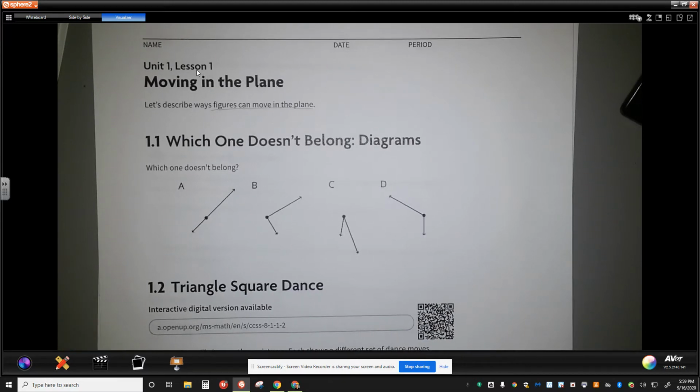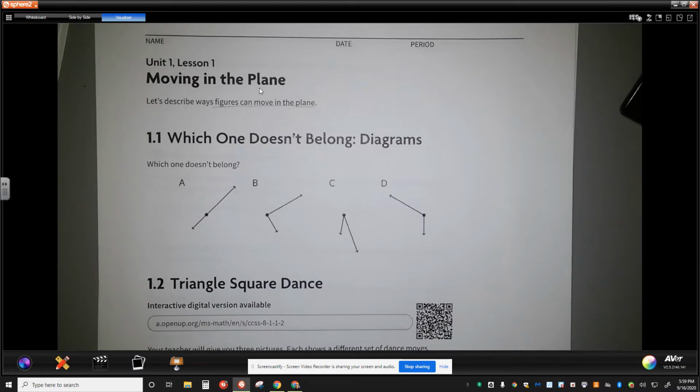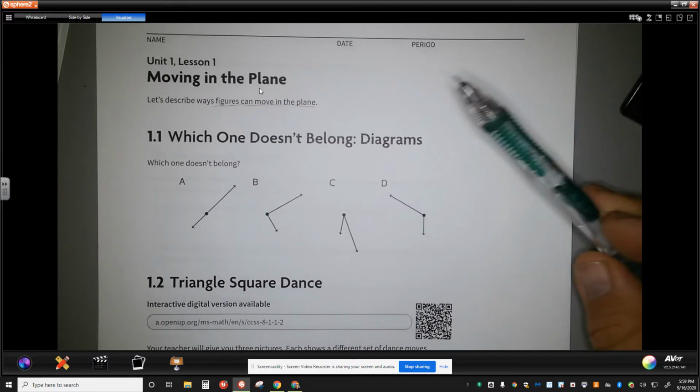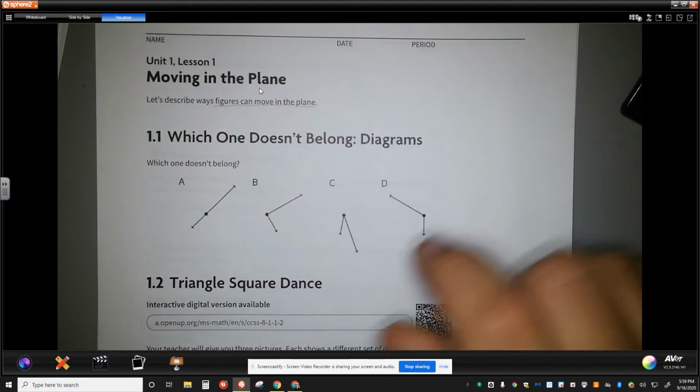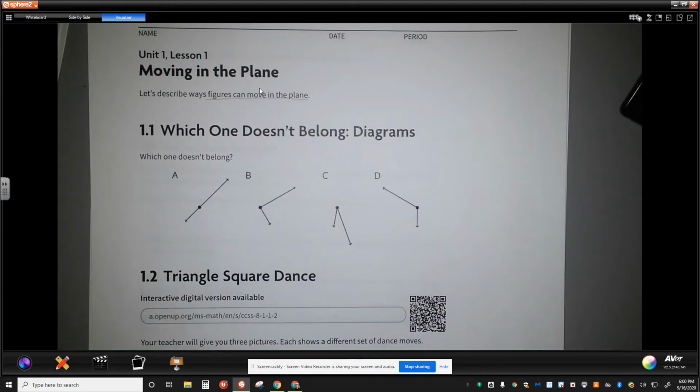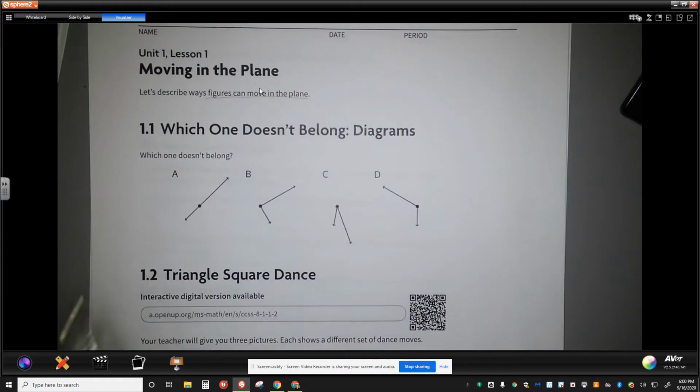We're going to go ahead and start with Unit 1, Lesson 1, Moving in the Plane. In this lesson and in this unit, we will learn about how figures can move in a flat plane, or how they move across a flat surface. To begin, let's take a look at these four figures and decide which one doesn't belong.